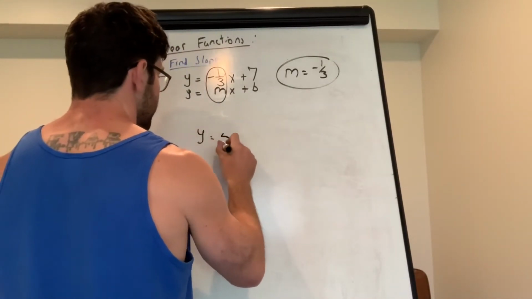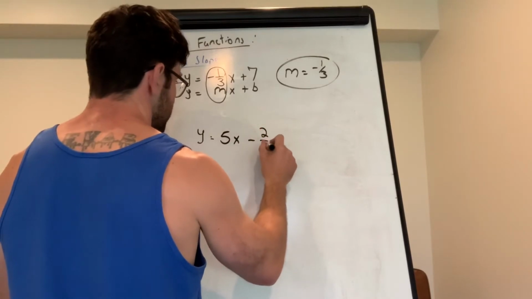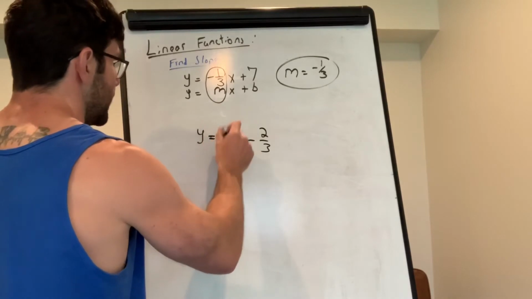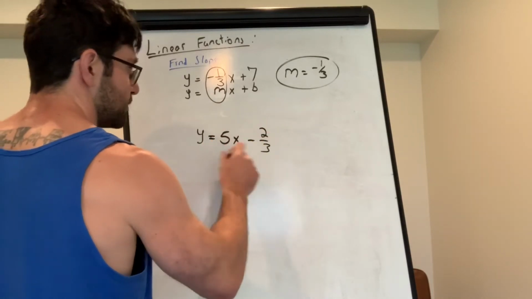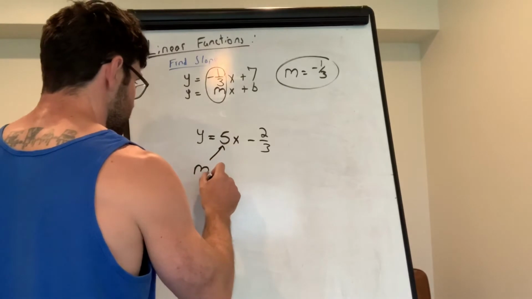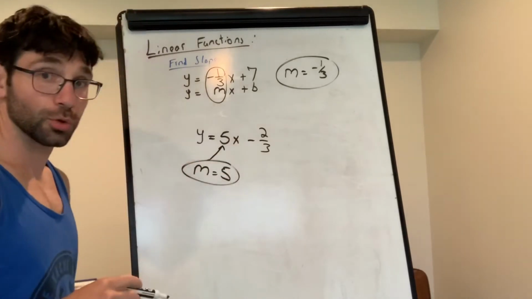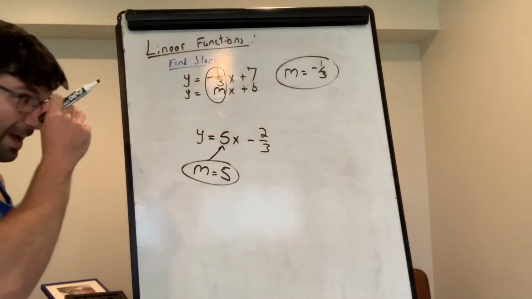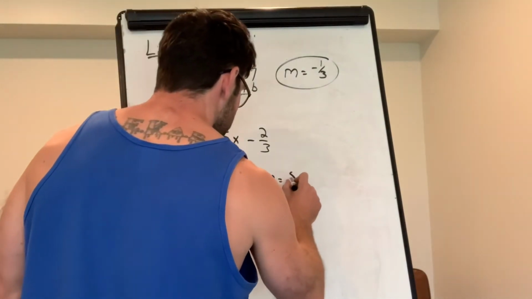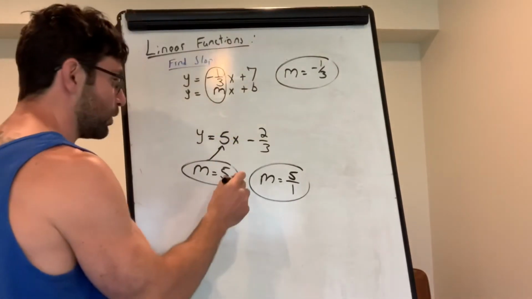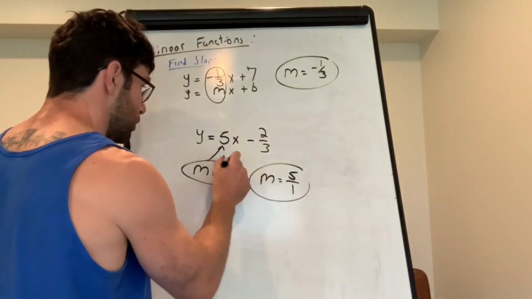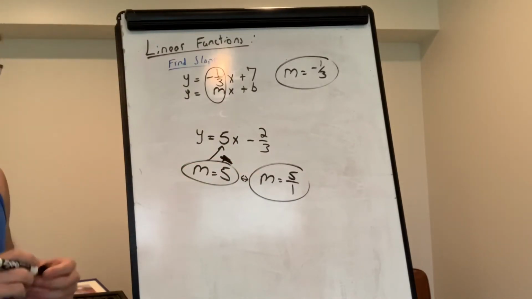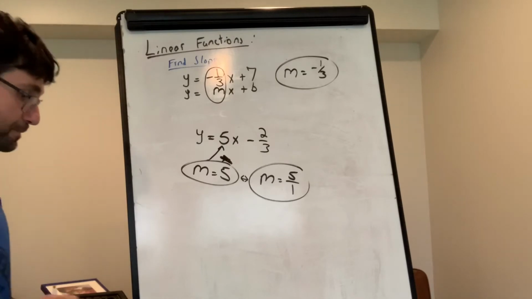Y equals 5x minus 2/3. You should be able to say, okay, y equals mx plus b. Well, even though this is a minus, that's fine. My m is 5. So is that the slope? Sure. For graphing purposes, this is not what I want. I want rise divided by run. The slope is truly 5 divided by 1. Either are correct. You'll more often than not see it as m equals 5, but you need to get into the habit of having a denominator with your slope.